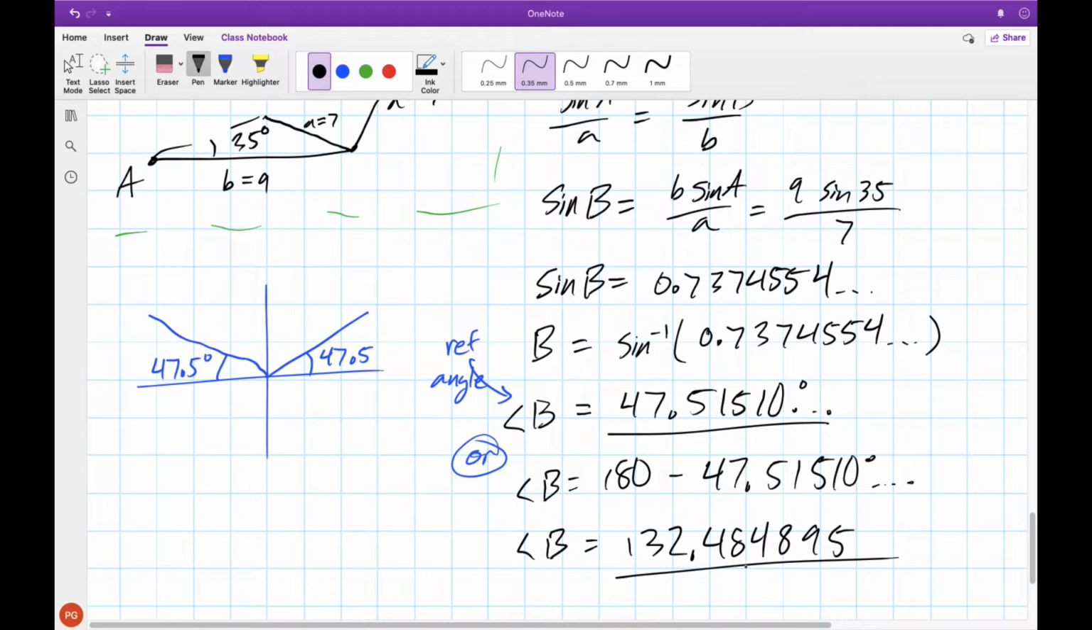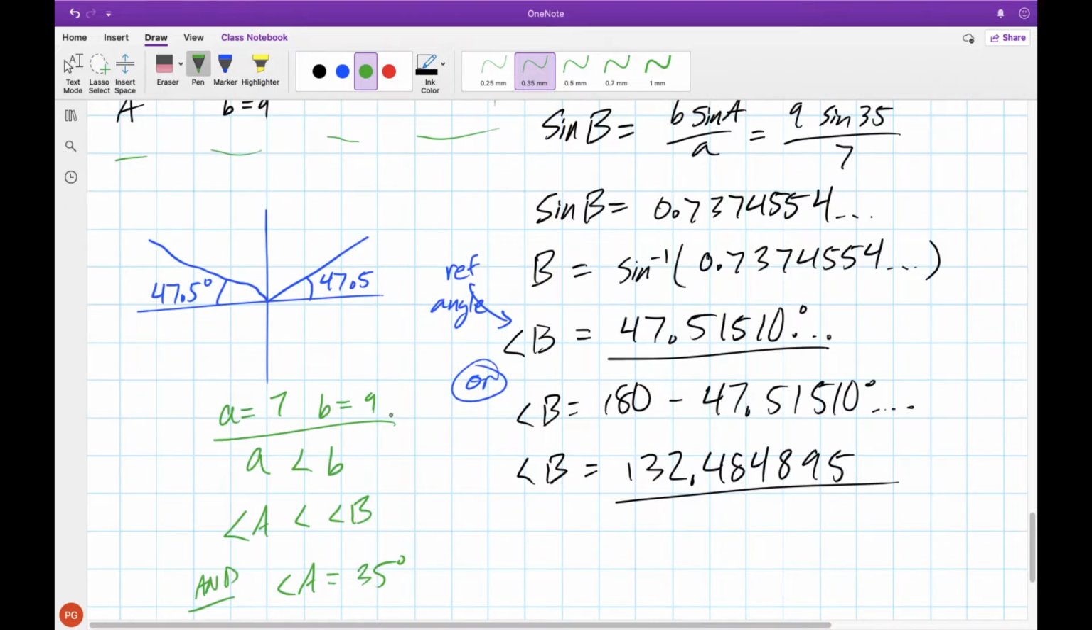Now let's think back to the line of reasoning we did before, looking at the size of A and B, and then the angles for A and B. Since A is 7, B is 9, A is less than B, so angle A needs to be less than angle B. Now angle A is 35 degrees, and you'll notice both of these answers for angle B are bigger. So both of them work. And this is where we'll get two different triangles from the same information. This is our ambiguous case.